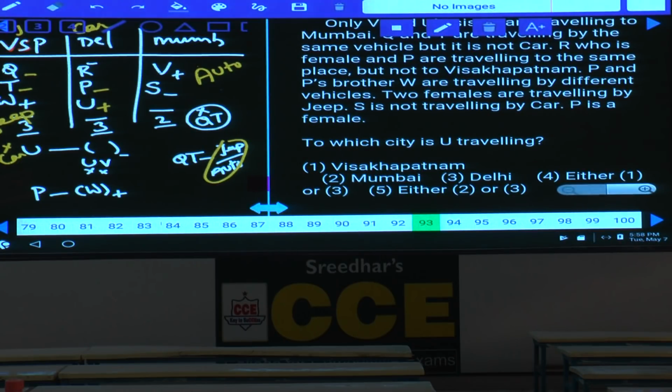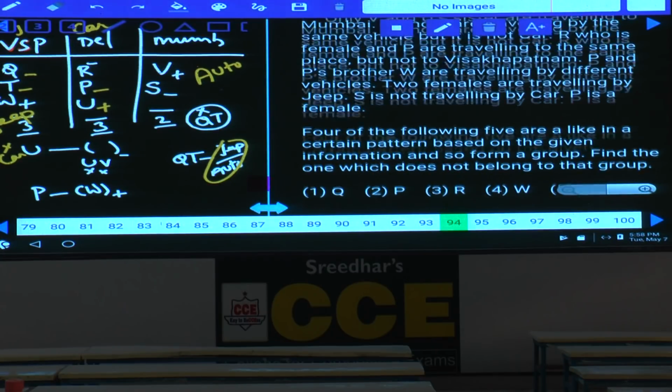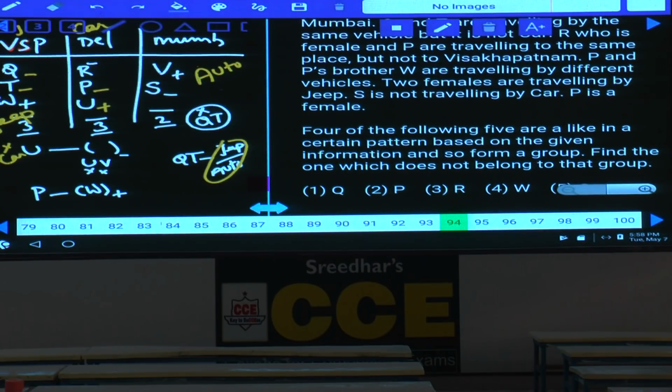Then 93, to which city is U traveling? Delhi. That is choice 3. Then 94, which one of the following is the odd man out? Q, P, R, W, S. Q, P, R, S, these 4 are females, W is a male. Except W, the remaining 4 persons are females.